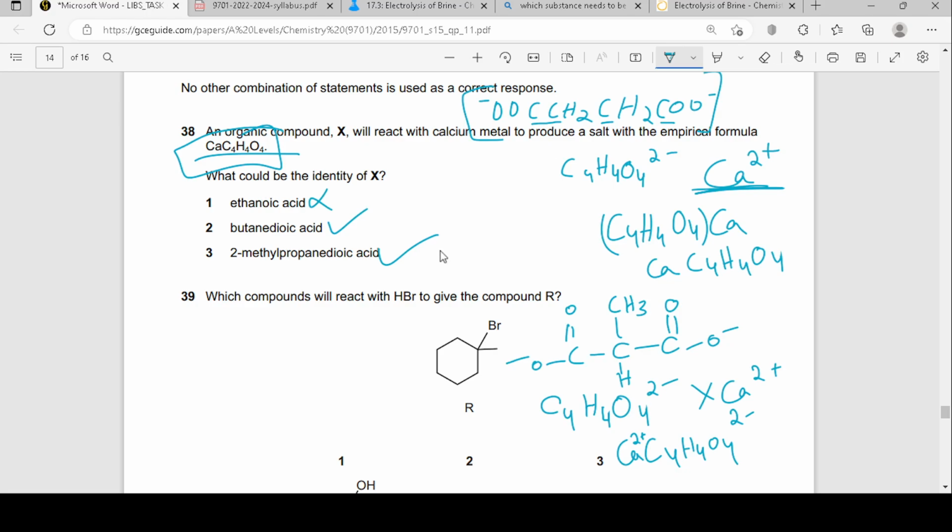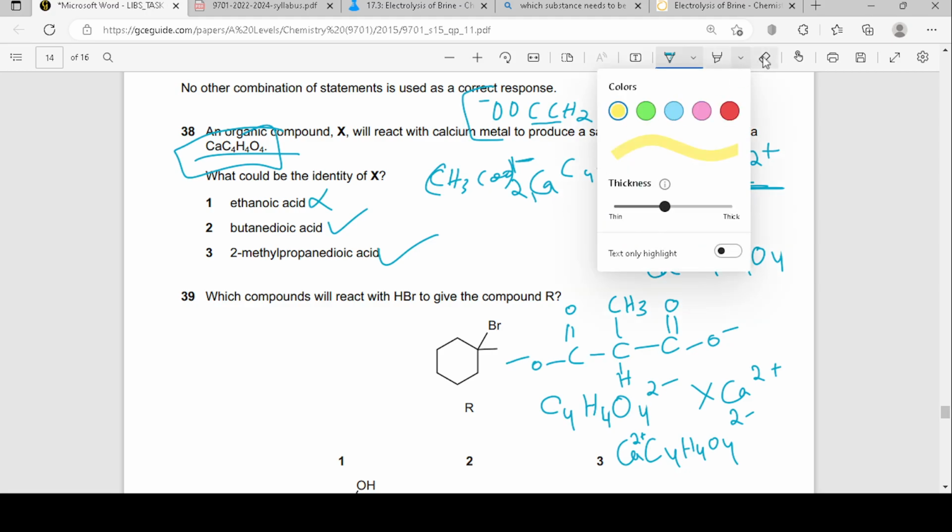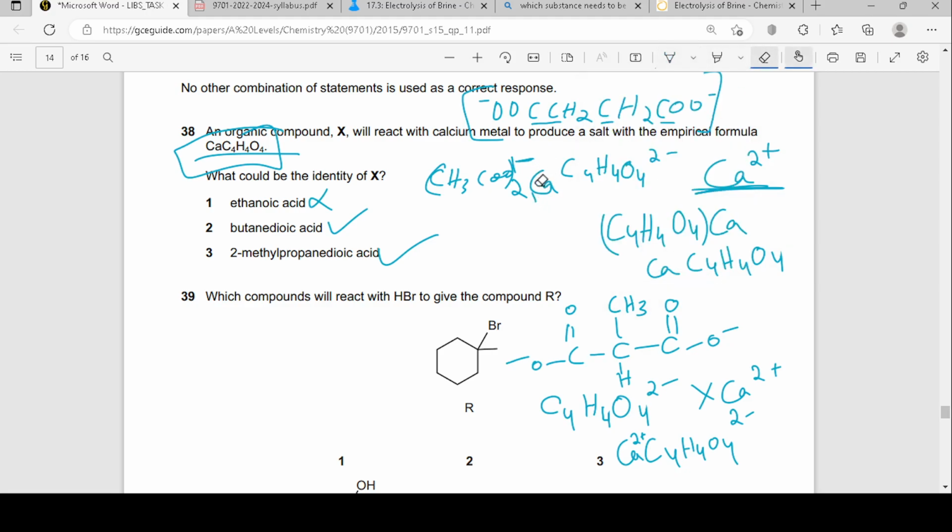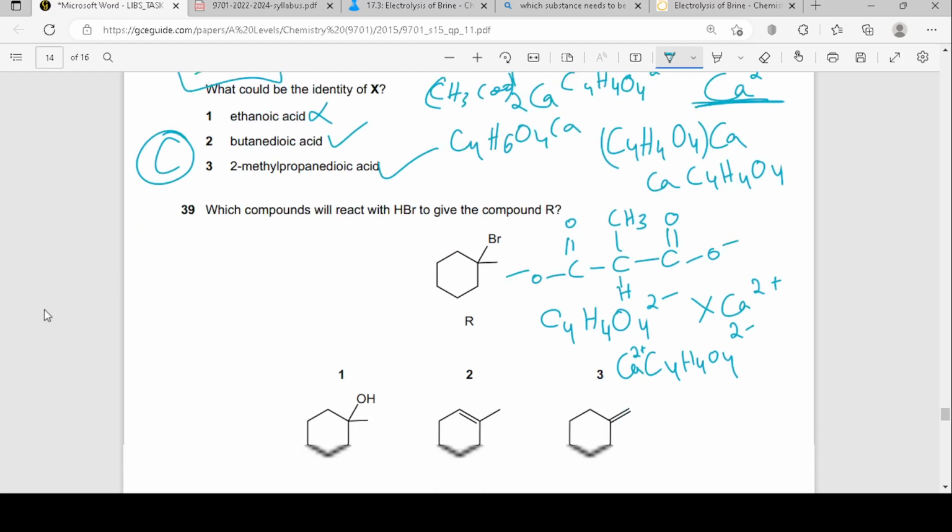But then with ethanedioic acid, you got a different thing, right? Like it was CH3COO-, that's the ethanoate ion, and then for that you need 2, because CH3COO- only has a 1- charge, right? So you need 2 of those, and so it becomes (CH3COO)2Ca. So that's actually a different compound that you would get, I think, C4H6O4Ca, right? And that's not the same thing. So that's the one that's wrong, and 2 and 3 are right, which gives you the answer as C.